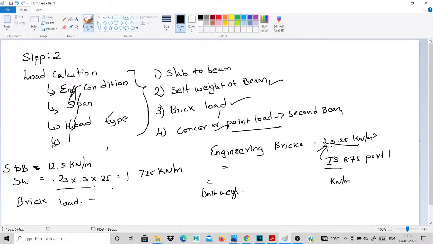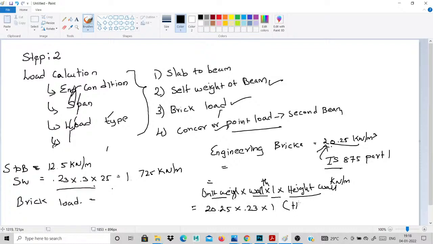Then how to convert the unit weight? This is the conversion formula: unit weight into wall thickness into 1 meter, into height of the wall. That is the formula for calculating the brick load. First, my unit weight is 20.25, and my wall thickness is 0.23 per meter.